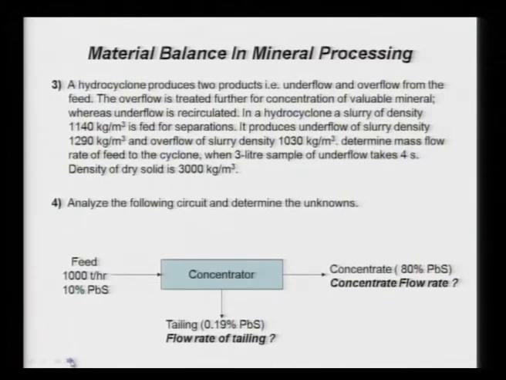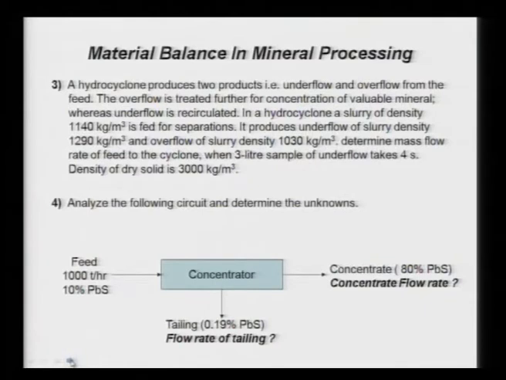In a hydrocyclone, a slurry of density 1140 kilogram per meter cube is fed for separation. It produces underflow of slurry density 1290 kilogram per meter cube and overflow of slurry density as given. Determine mass flow rate of feed to the cyclone when a 3 liter sample of underflow takes 4 seconds. Density of dry solid is given to you.